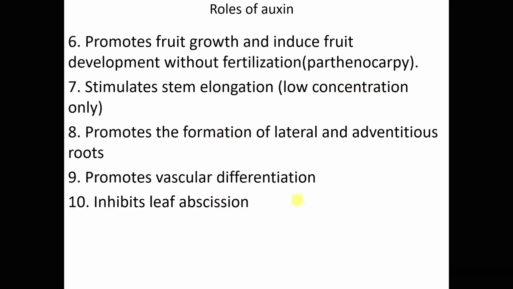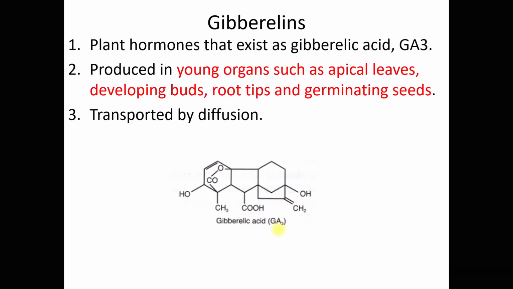Okay, there's a diagram here in your module, right? The leaf abscission. So it prevents the leaves from falling. Leaves that fall have very low or absent auxin. Leaves that are still intact and green have a high concentration of auxin.